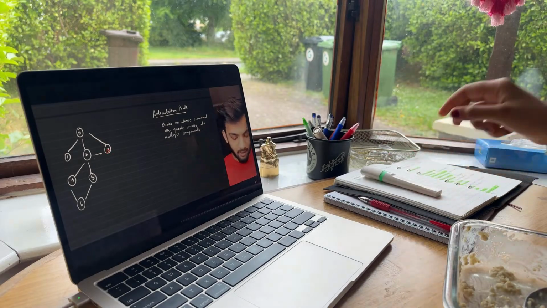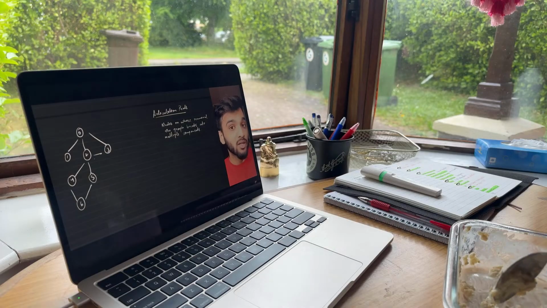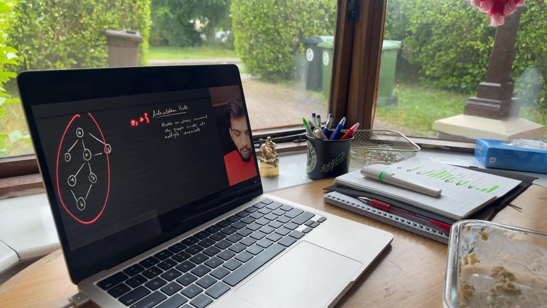Now, can I say that 3 is an articulation point? No, I cannot, because even if I remove 3, the graph is still connected. I don't see any breakage apart from the removal of 3. That is why 3 is not an articulation point. For this particular graph, only 0 and 2 are articulation points.